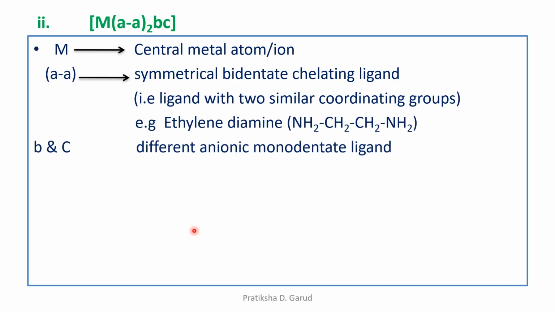Whereas B and C are different anionic monodentate ligands, or we can say negative monodentate ligands, but they are different, not same. In the earlier case it was same, but here it is different. So this type shows cis and trans isomerism. The anionic monodentate ligands are chloride, NO2-, cyanide, etc.